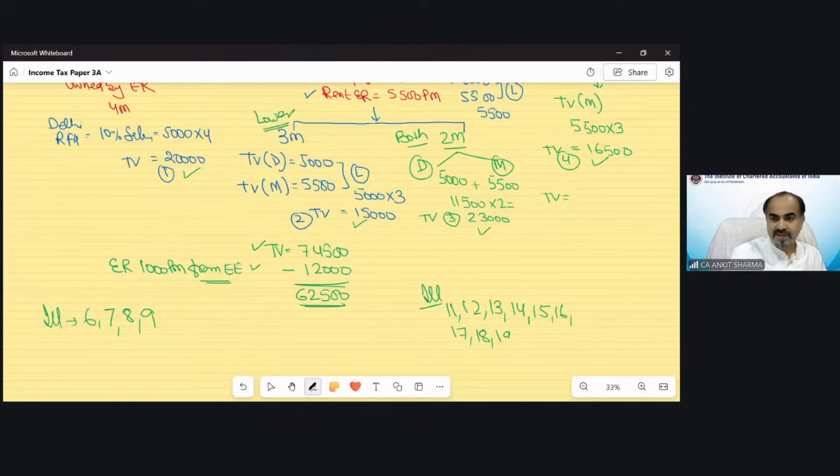19 for domestic servant, obligation of employee met by employer. Very small questions these are, not very lengthy. We'll be able to solve this question in 2 or 3 minutes.